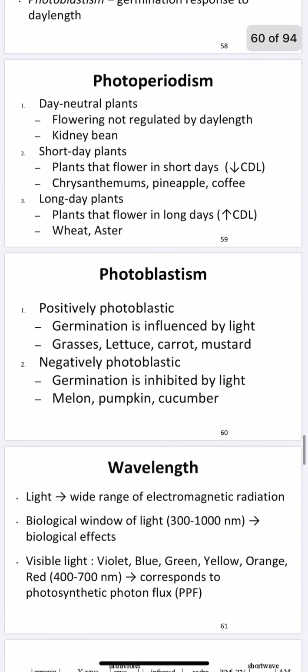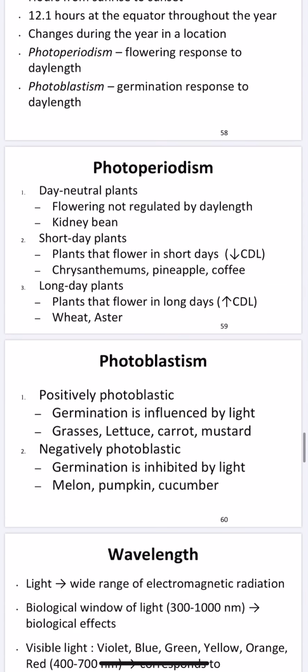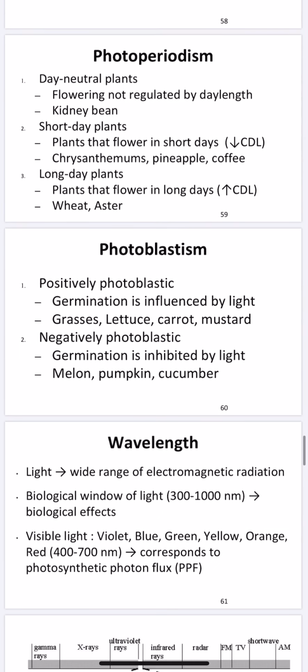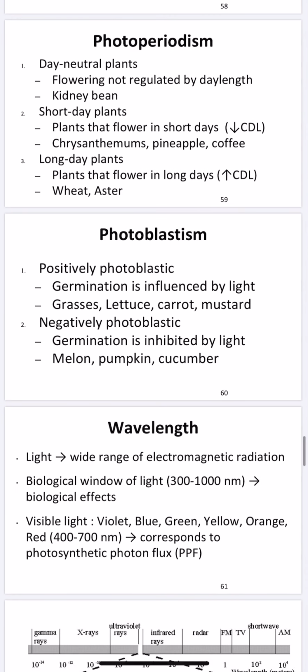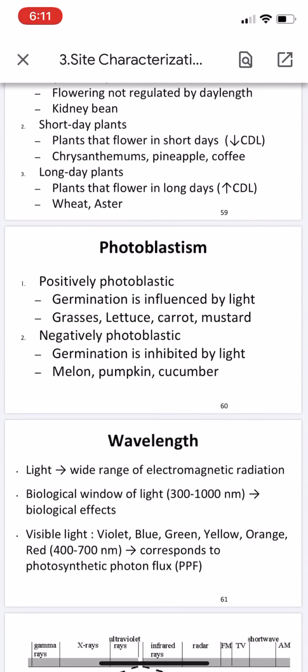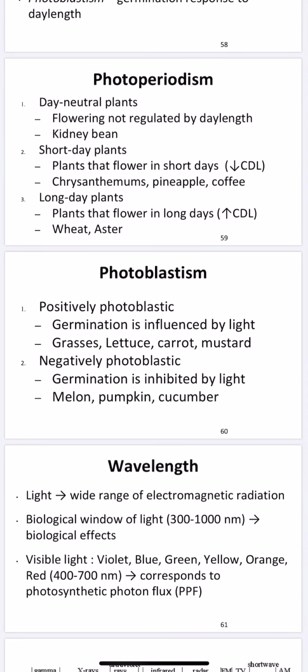So what is photoperiodism? These are the responses in flowering as affected by day length. Plants are classified based on photoperiodism. They can be day neutral plants, short day plants, or long day plants. These are day neutral plants if flowering is not regulated by day length, like the kidney bean. So no matter how the length of the day is, they're not affected.